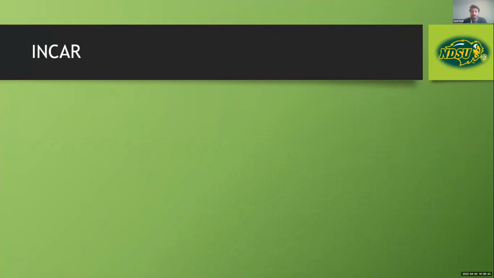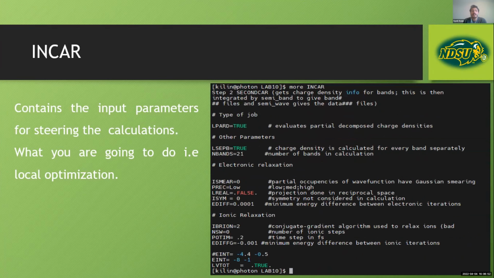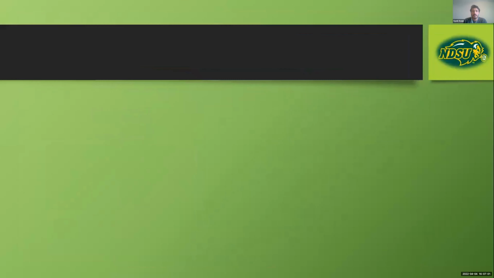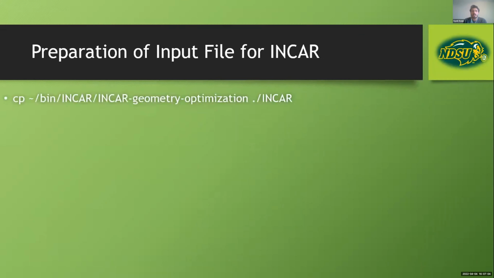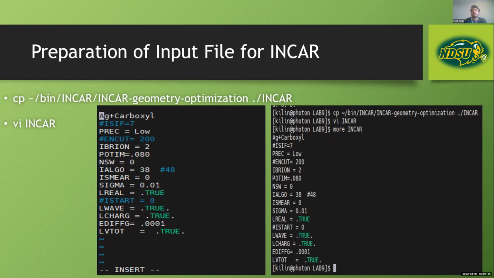Then comes the INCAR file. This is the file in which we basically do our job. We do what we want to do in this file. As we know, we did the geometry optimization and heat jobs in the labs. Then comes the command for the INCAR file. We just copy the INCAR input file from our binary database, and then we can edit the file, because it contains a large number of steps. We can reduce the number of steps to 0 to reduce the job submission time.